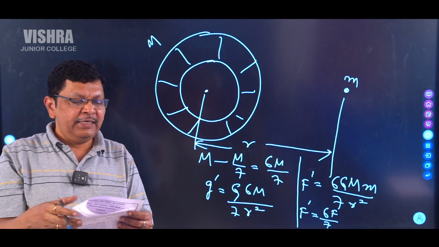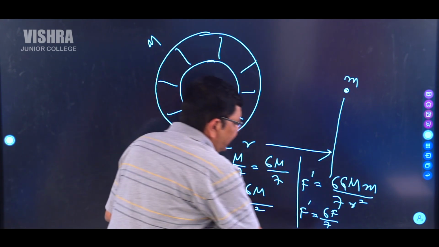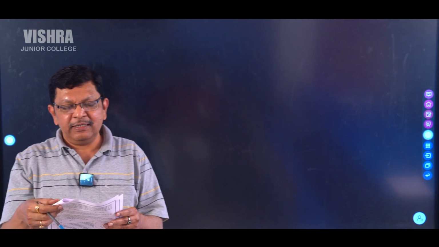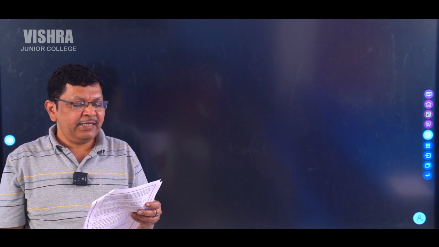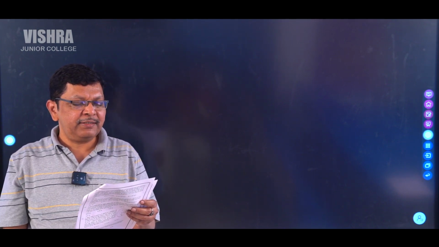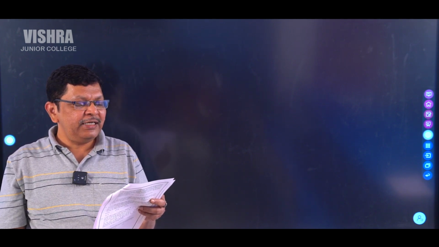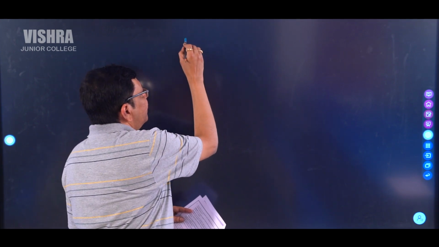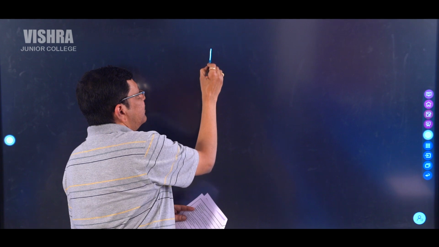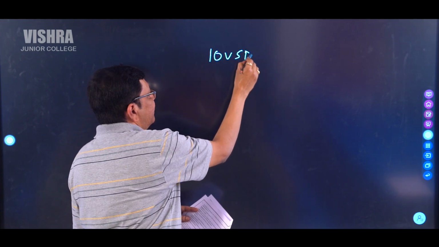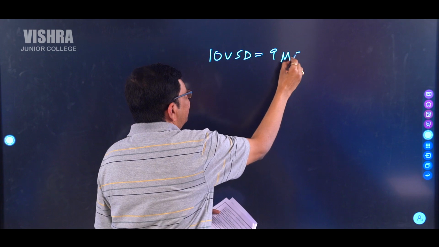Let me go to the next question. This is a completely theory based reason and assertion type question. It is from experimental physics. In a vernier calipers, one vernier scale division is smaller than one main scale division. Here the statement is about the vernier calipers which we are using in the laboratory. When you close the two jaws of the vernier calipers, then 10 vernier scale divisions will coincide with 9 main scale divisions.